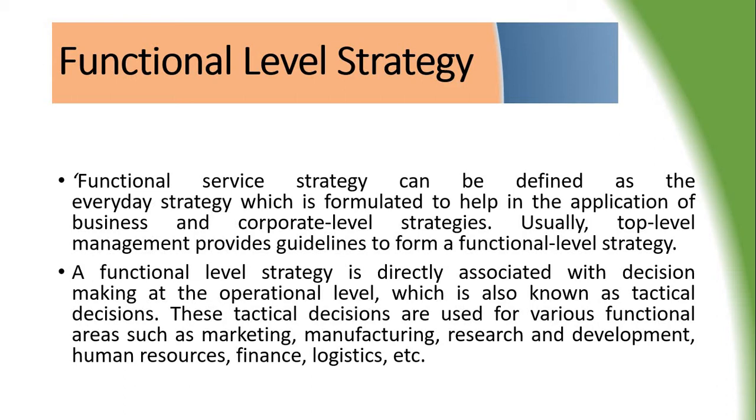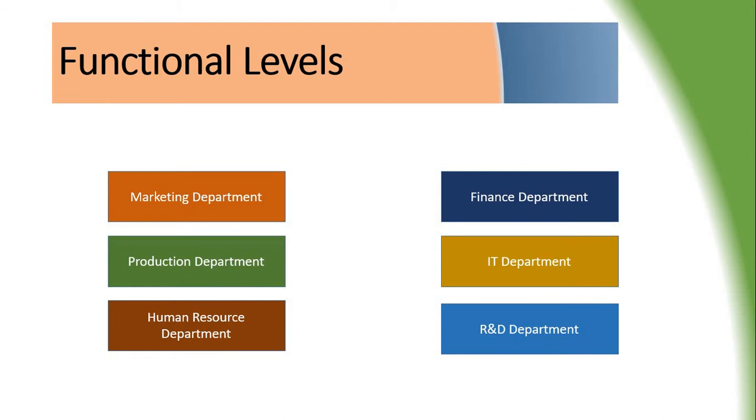And as we mentioned before, the functional level strategy helps the functional departments. So what are the functional departments? Let's discuss those departments in detail. Normally, organizations are comprised of these functional departments: the marketing department, production department, human resource department, finance department, IT department, and R&D department. So let's see how these departments use the operational or functional level strategies at the root level.